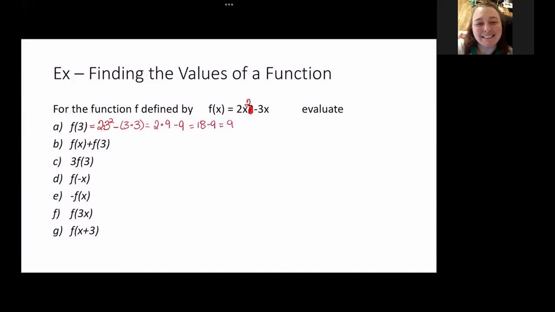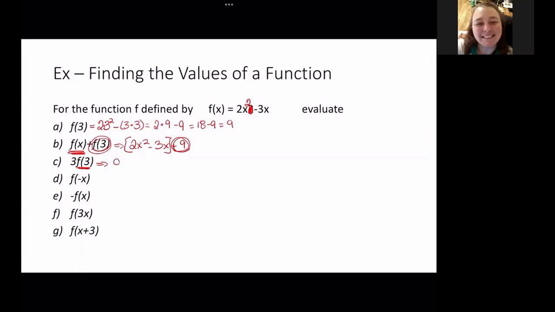Okay? f of x plus f of 3. So f of x is going to be 2x squared minus 3x, plus 9. Because this part right here came from that, and this part right here came from that. The next one I have is I want to multiply f of 3, which is 9, times 3, 27.